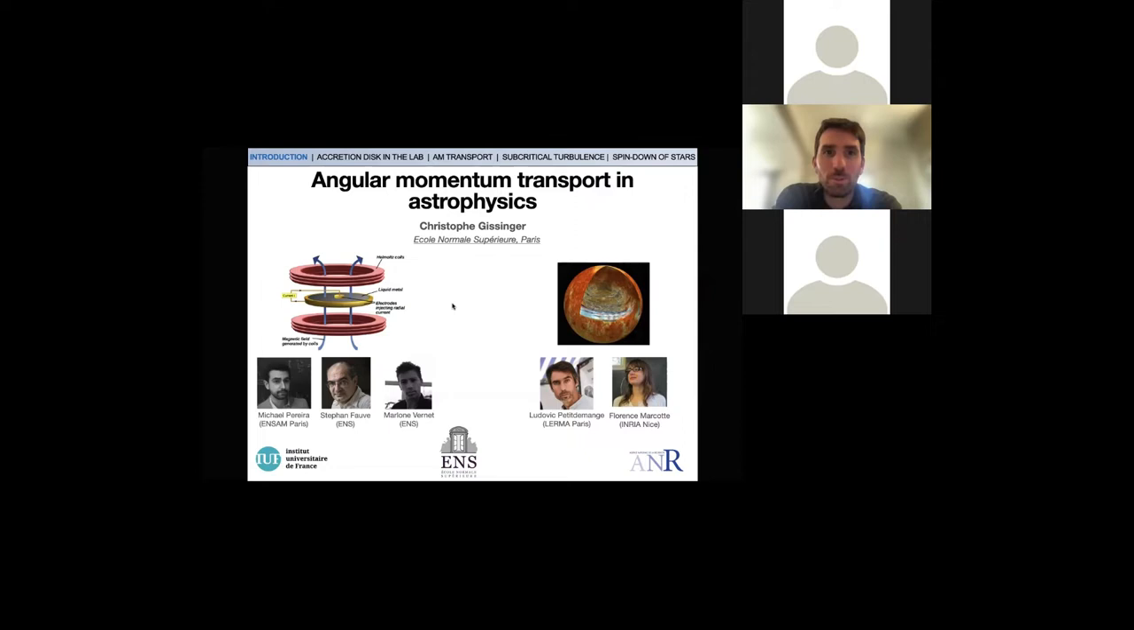So on this slide, I put the people I've been working with on this project. For the experiment I will describe in this talk, I work with Michael Pereira, Stefan Fauve, and Marlon Vernet. Marlon is a PhD student currently working on the experiment, so most of the results I will show today have been obtained by Marlon. And on the numerical side, the end of my talk deals with some global numerical simulation. This simulation has been done with Ludovic Petit-Demange and Florence Marcotte.